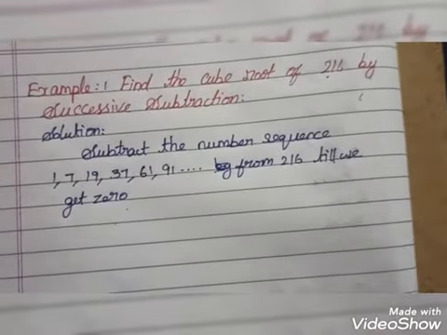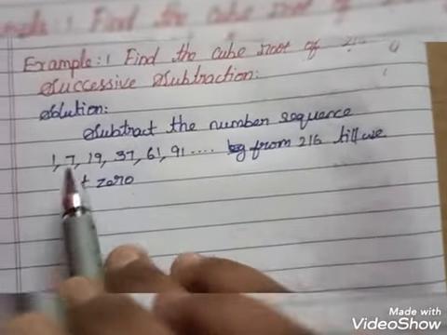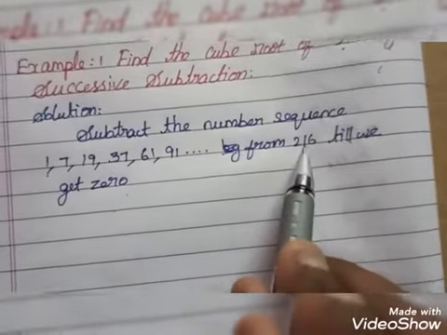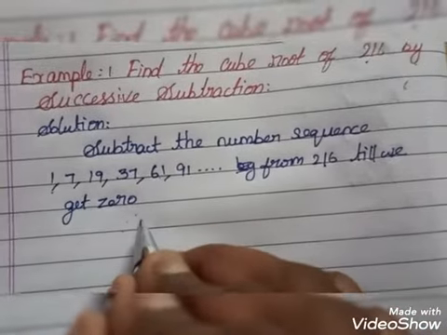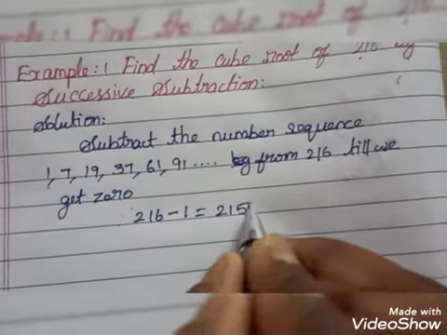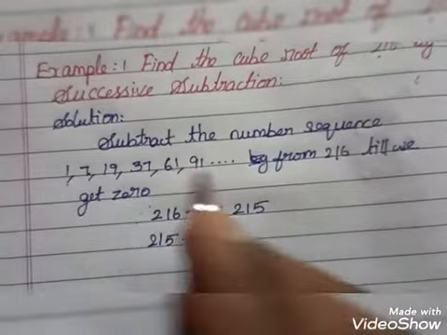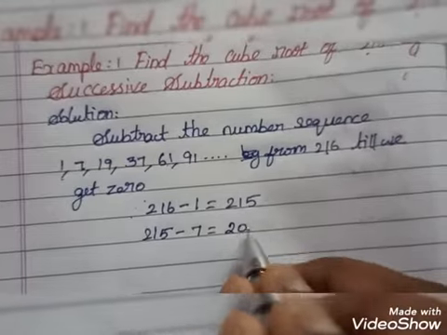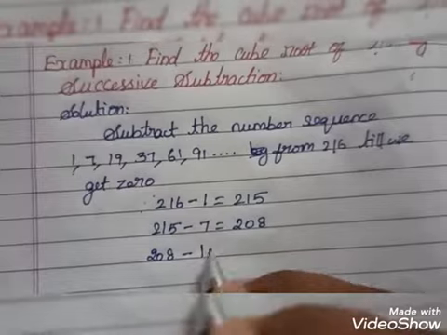Okay, so which one changes? Here the number will change. Subtract the number sequence 1, 7, 19, 37, 61, 91. These are all the same, only the number 216 in the question changes. So now you need to go for the subtraction process. First 216 subtract by 1, you get 215. Next 215 subtract with the next sequence number 7, so you get 208.